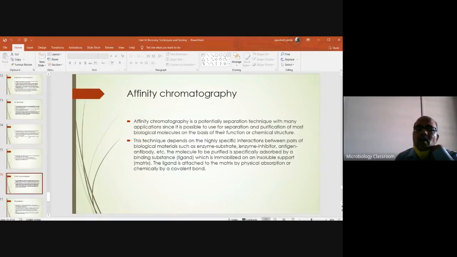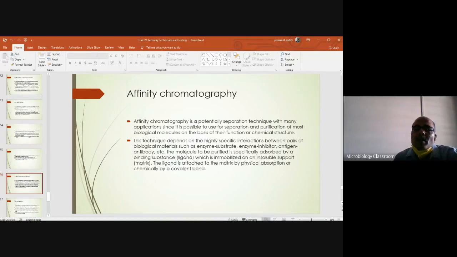As all of you are aware, there is always a proper affinity for every enzyme and substrate. They are very specific.